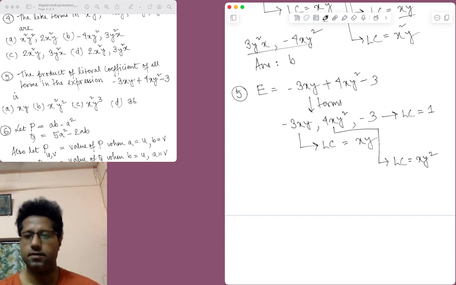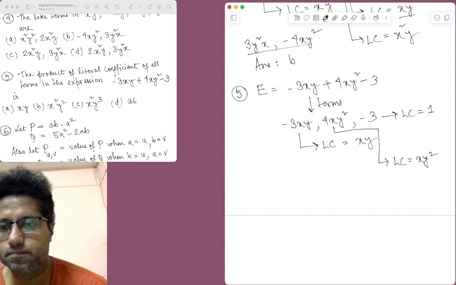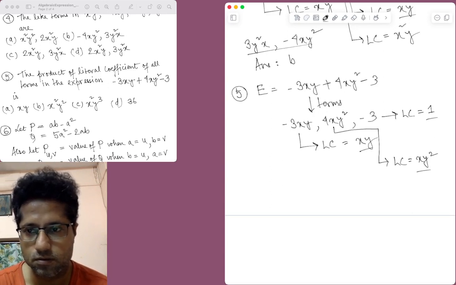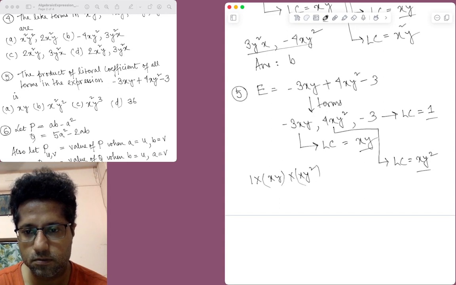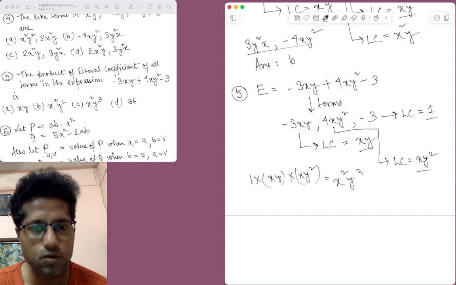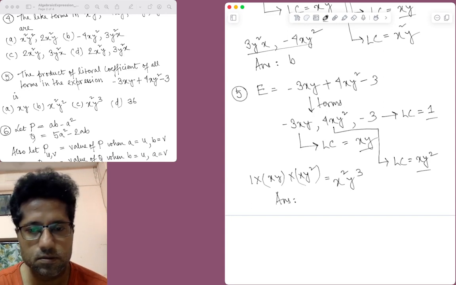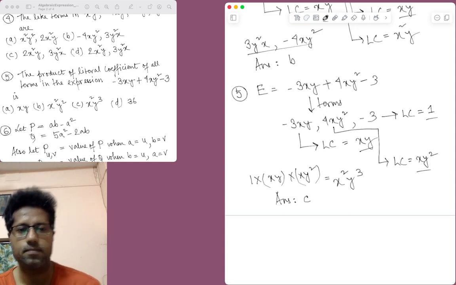The literal coefficient is 1. Okay, so now we have to find the product of this and this. So 1 into xy into xy square. This is x square y cube. So the correct choice is C, x square y cube.